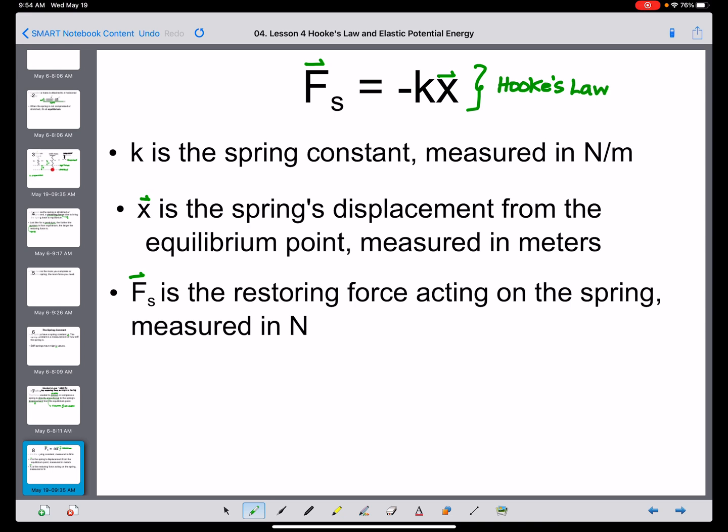So we already talked about how k is the spring constant. Units for that are newtons per meter. We talked about how x is displacement and how it's always measured from the equilibrium point. And we're going to use meters for that one. And Fs is the restoring force, or sometimes called the spring force. And because it is a force, it's going to be measured in newtons, just like all other forces.